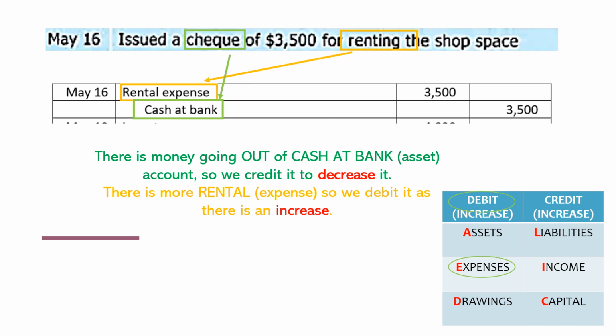All right. So first things first, because you are using your check to pay for the rental, there is money going out again. So that's why you will do a credit because it will decrease your asset. Now, rental, as you can see from our AED-LIC, expenses will be a debit when there's an increase in expenses. So since we paid for rental, there's more rental expense, it will be a debit.